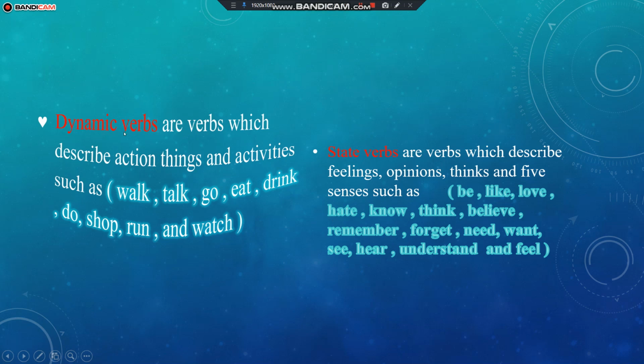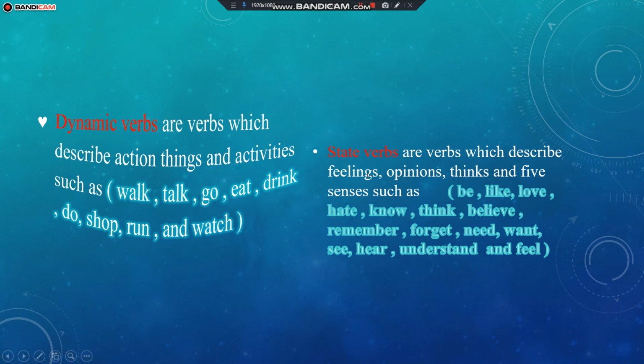Dynamic verbs or action verbs, you have to move to do it, to achieve it. How? For example, I'm playing football. I am playing football. You cannot play football without making movement. Okay?